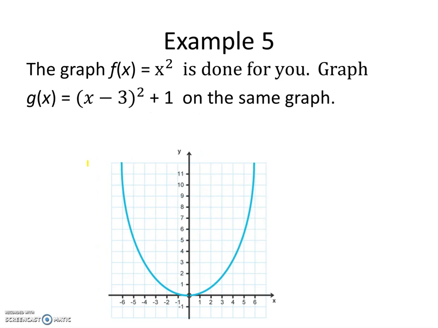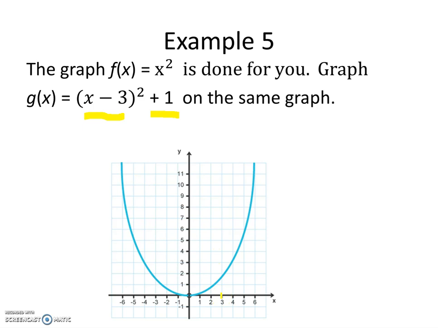The graph of f of x, again, is on the graph, and so it is x squared. Now they've done two things. We have x minus 3, the quantity squared, and then we have a plus 1 outside of the parentheses. So we have two different shifts, but we know that when it's inside parentheses, we go to the opposite one. So we've moved over 3 on the x-axis.